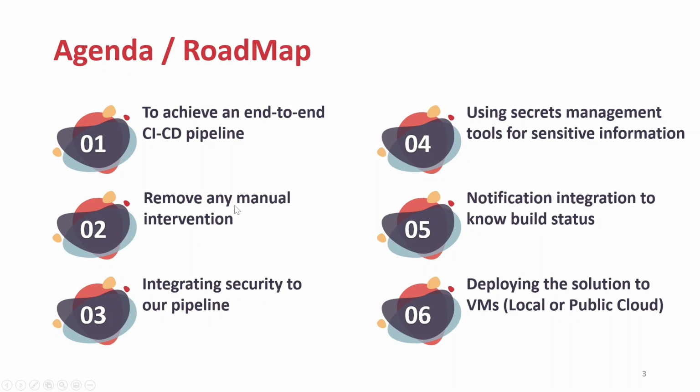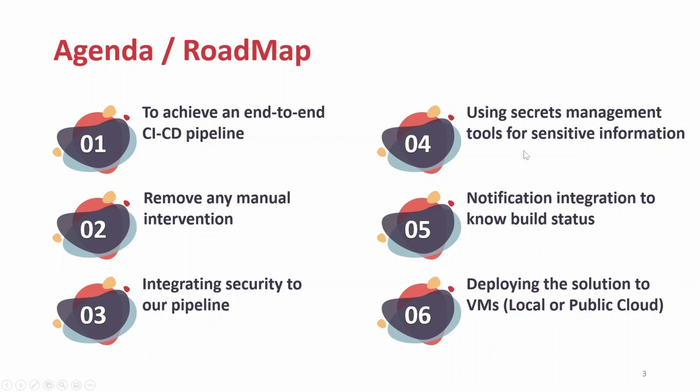The second would be to remove any manual intervention. We want to remove everything that is done manually. Every setup that we do in this project, we're going to make it like a one-click deployment. The third thing we are going to do is integrate security into our pipeline. As you can see, this is a DevSecOps based project, so we're going to take a look at the security part. We're going to lay more emphasis on that, and we're going to use software that is helpful in maintaining and integrating the security of the pipeline.